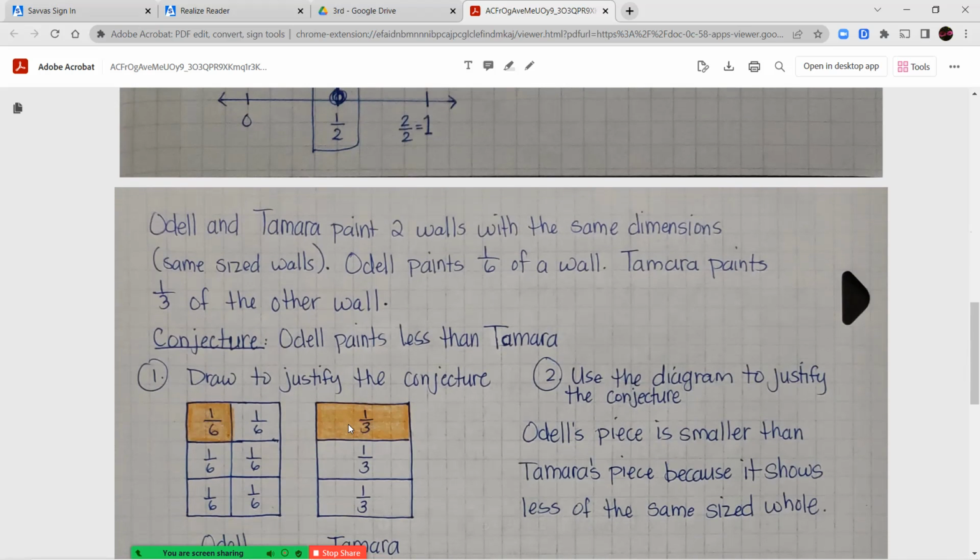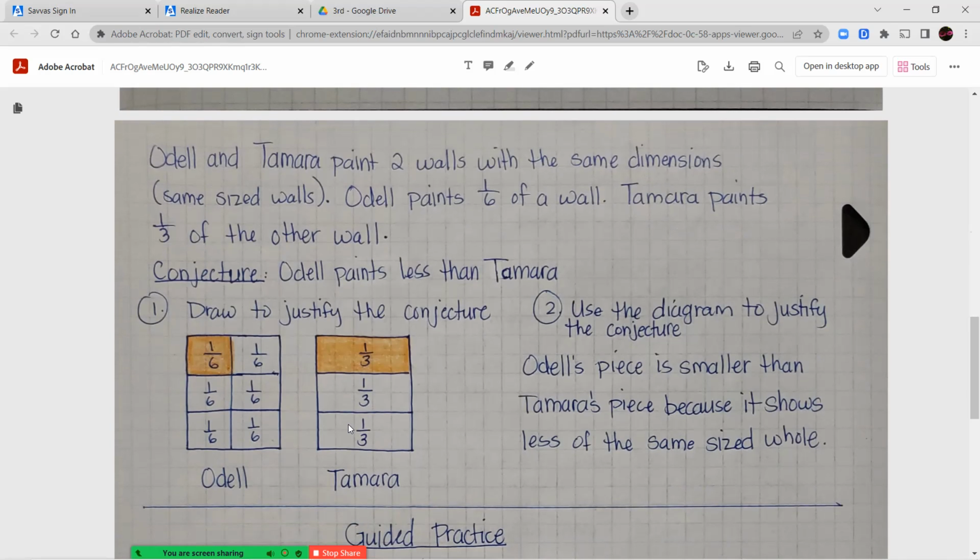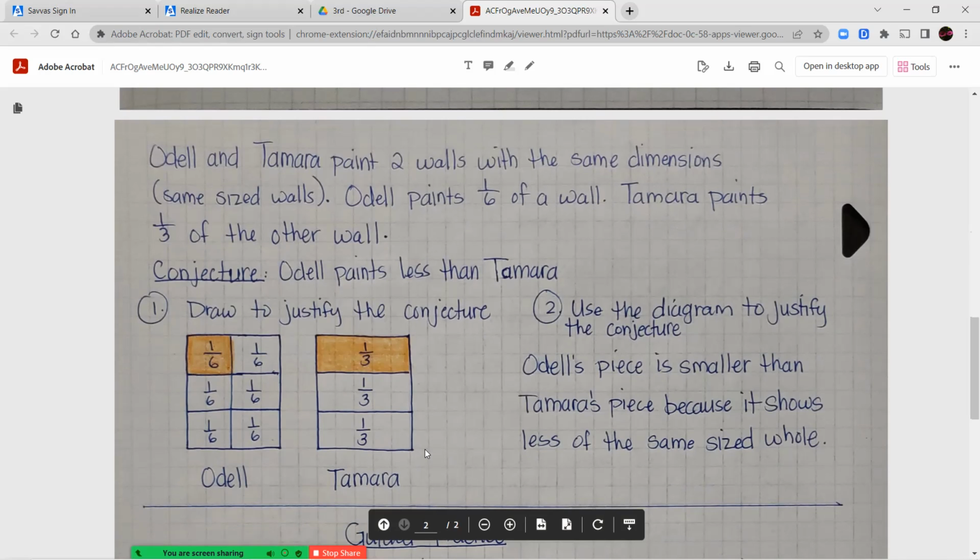Now our next example says Odell and Tamara paint 2 walls with the same dimension. So their walls are the same size. Odell paints 1/6 of a wall and Tamara paints 1/3 of the other wall. So the conjecture, what they think is happening or their guess, says that Odell paints less than Tamara. So we're going to draw it out. We're going to use pictures and diagrams to help support our answer.